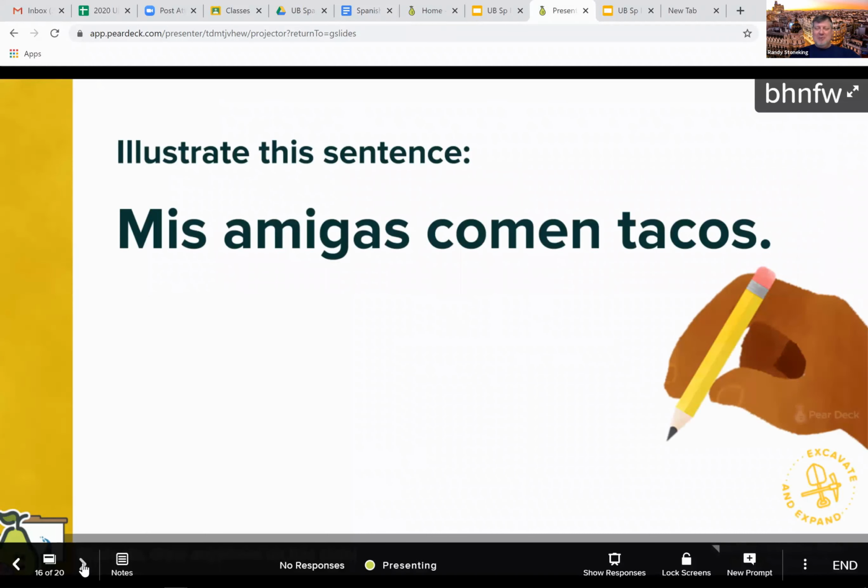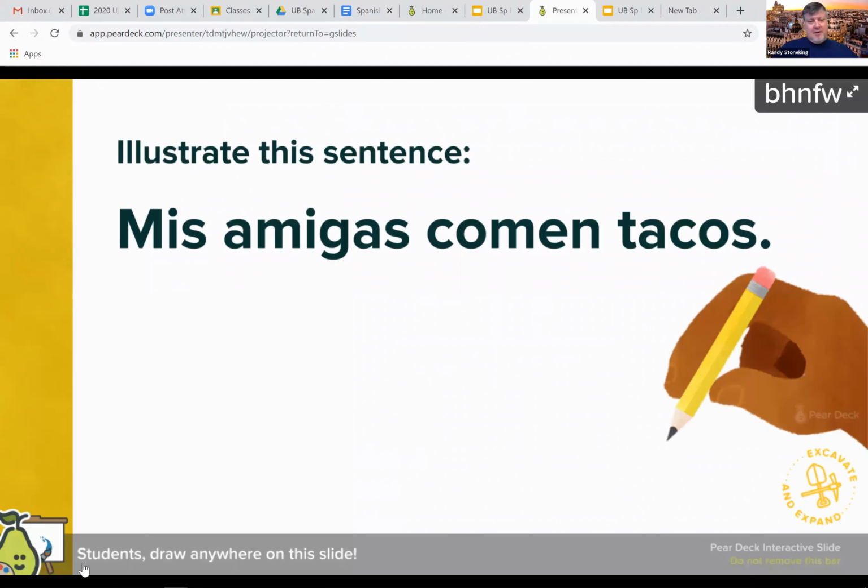Illustrate. So draw me a picture here. Mis amigos comen tacos. You have to obviously translate it, but then draw me a picture of that. Mis amigos comen tacos.